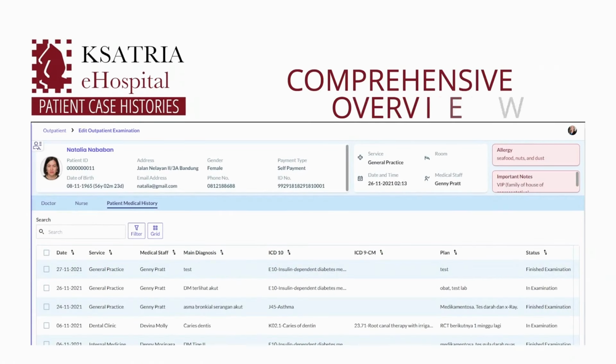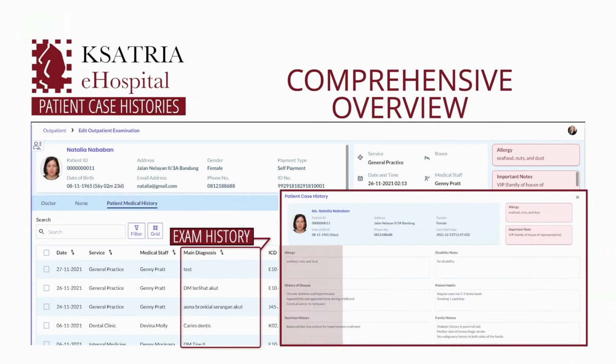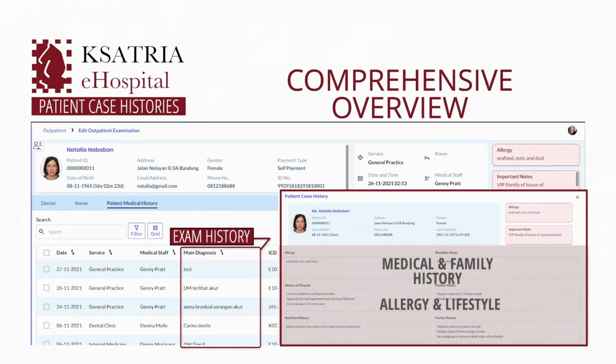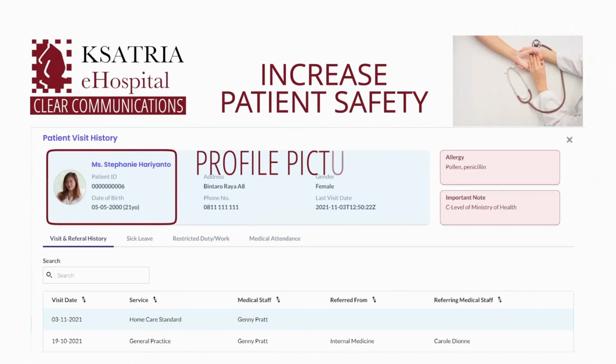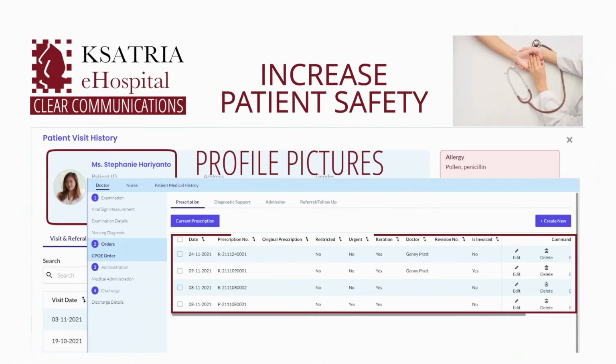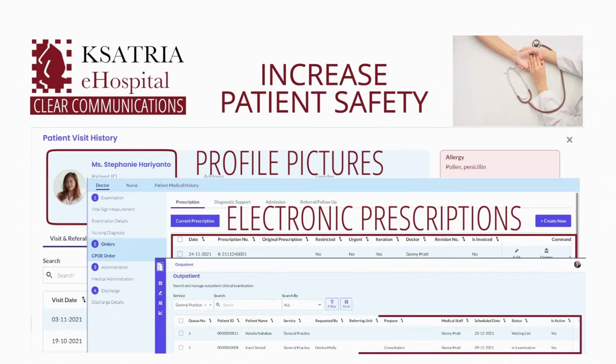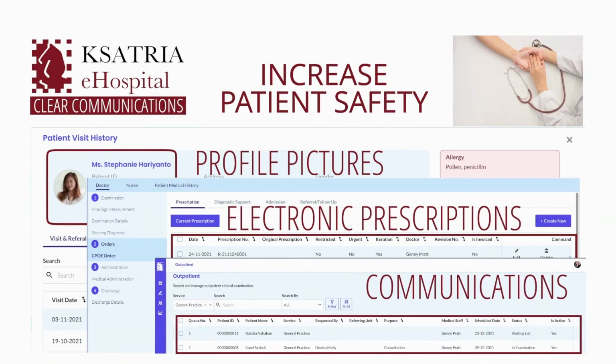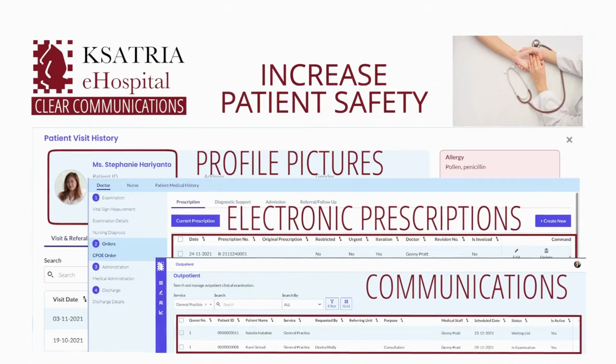Ksatria eHospital provides a comprehensive overview of each patient through past examination records, medical and family history, allergy and lifestyle information, profile pictures for patient verification, electronic prescribing and ordering, and clear communication among health professionals to ensure patient safety.